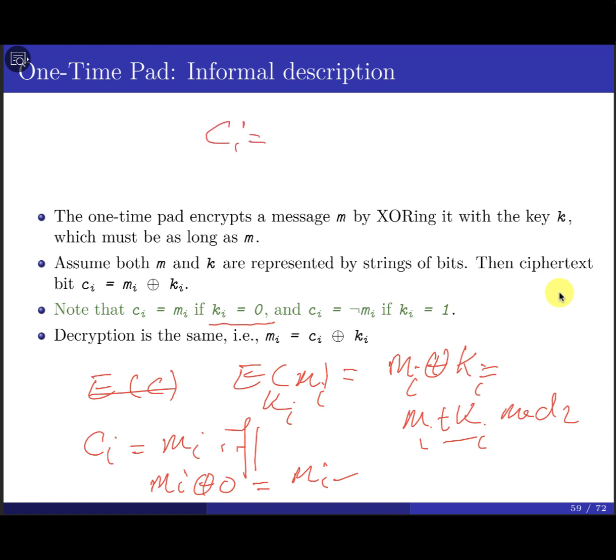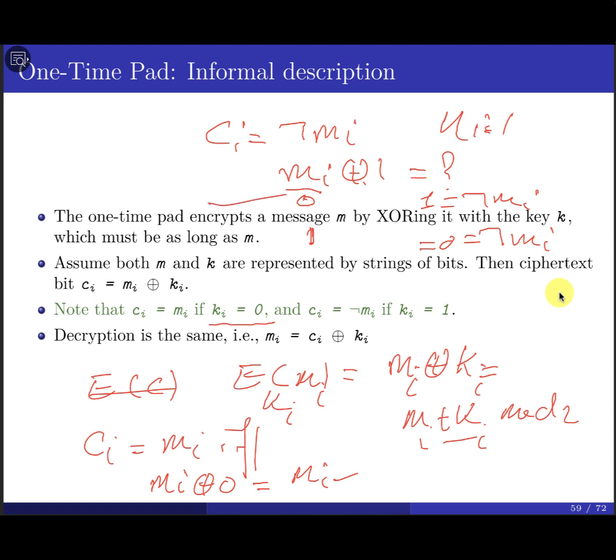Ci is equal to the negation of Mi if Ki is equal to 1. So it looks like we have Mi exclusive OR with 1. What is it equal to in this case? It depends on the opposite value of Mi. If Mi is 0, the result must equal 1. So this is equal to not Mi. If the current bit Mi is 1, 1 exclusive OR 1 must equal 0, which in this case is the negative of Mi. So this holds.